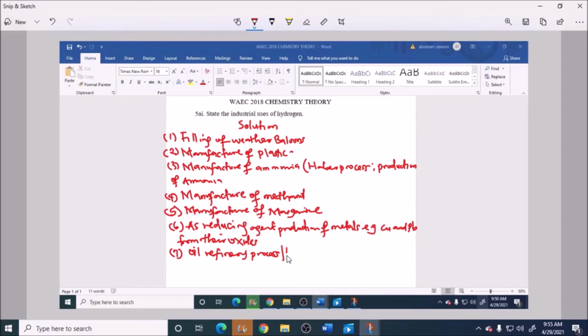Then we have to state only two, so we can pick out of these listed uses of hydrogen. We can pick any two of them to answer our question, that is, state two industrial uses of hydrogen. So this is the answer to the question 5a Roman figure 1.